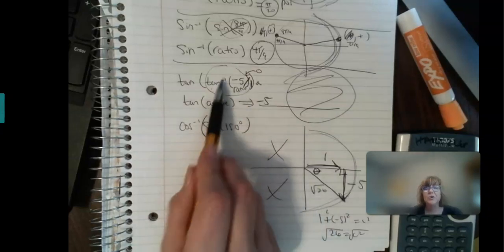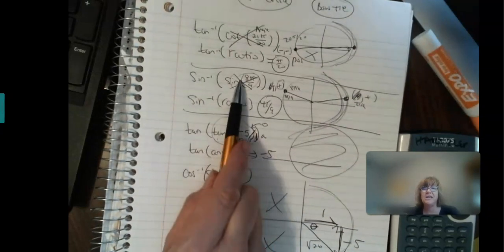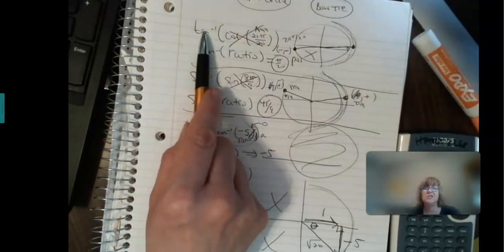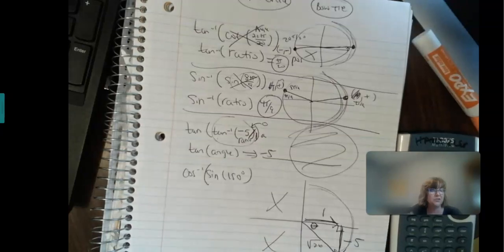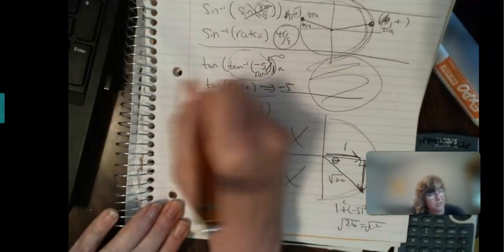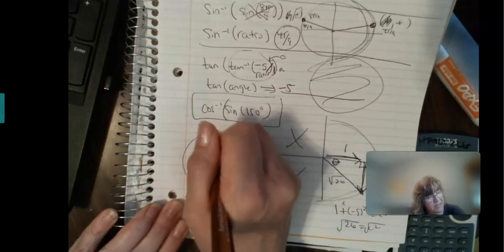But again, don't always think they're going to cancel. Like up here, do you see how the sine and inverse sine do not cancel and give you the right answer? Cotangent, tangent do not cancel and give you the right answer. So just draw it out, look at it, see what's going on. All right, let's do this one for our last one. Sine of 150.